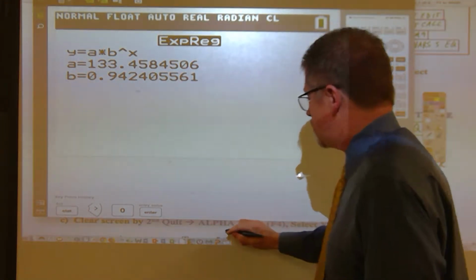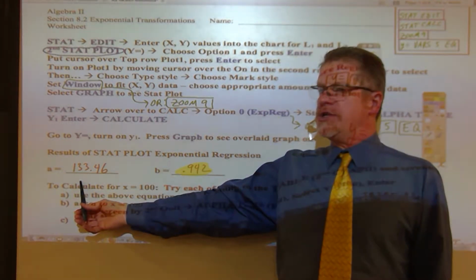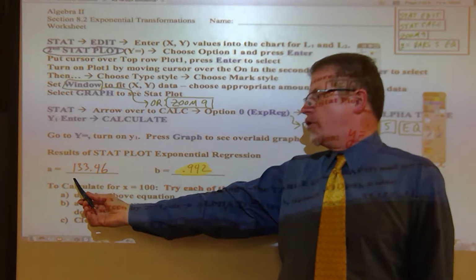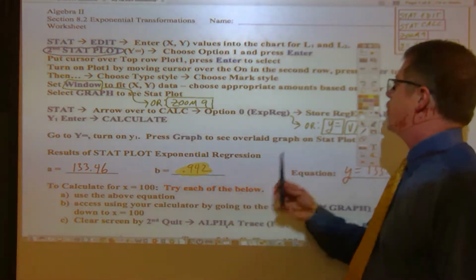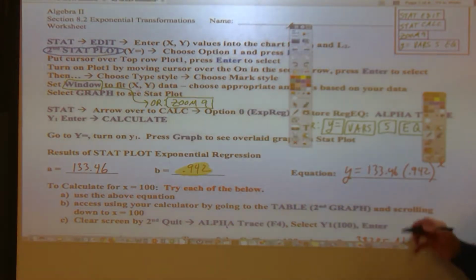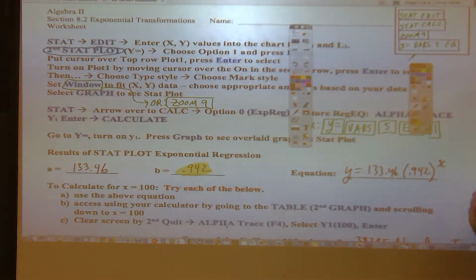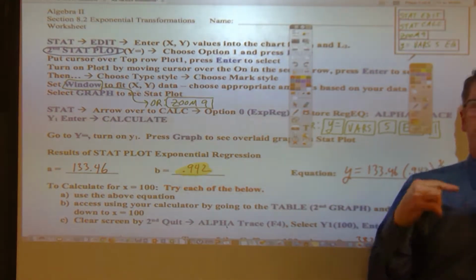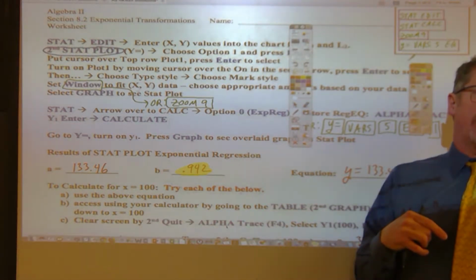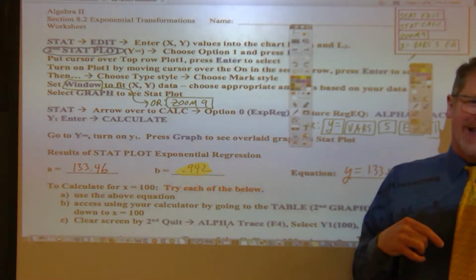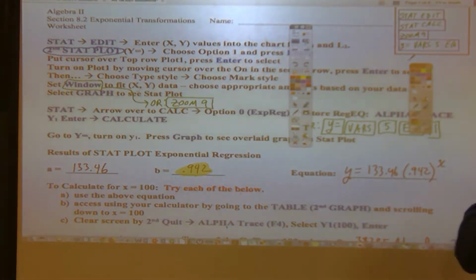So when it comes to filling in stuff on your homework, here's where you report your value of A. Just copy it down. Your calculator reported to you an A value of 133.46, a B value of 0.942, which means that the equation is y equals A times B to the x. So write down the numbers reported to you by your TI-84 or TI-83. Okay? Let's just pause right here. Any questions on this?